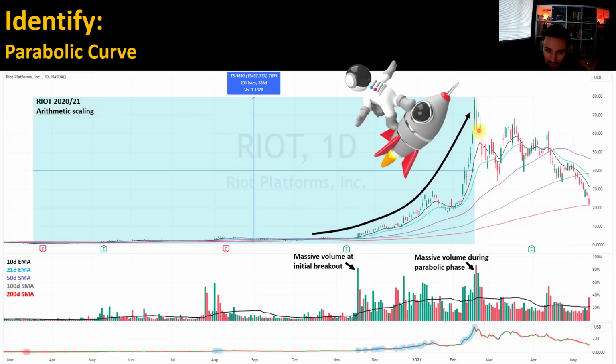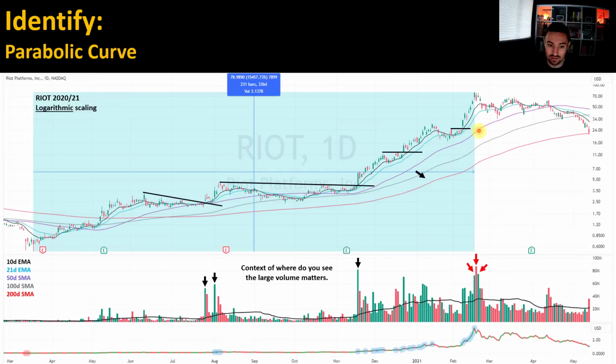But that is what parabolic looks like. Like, that's what it looks like, okay? Now also, in terms of thinking about supply and demand, you see how early on when it's breaking out of these bases, you get really good large volume coming through. So this one here is a fantastic example.